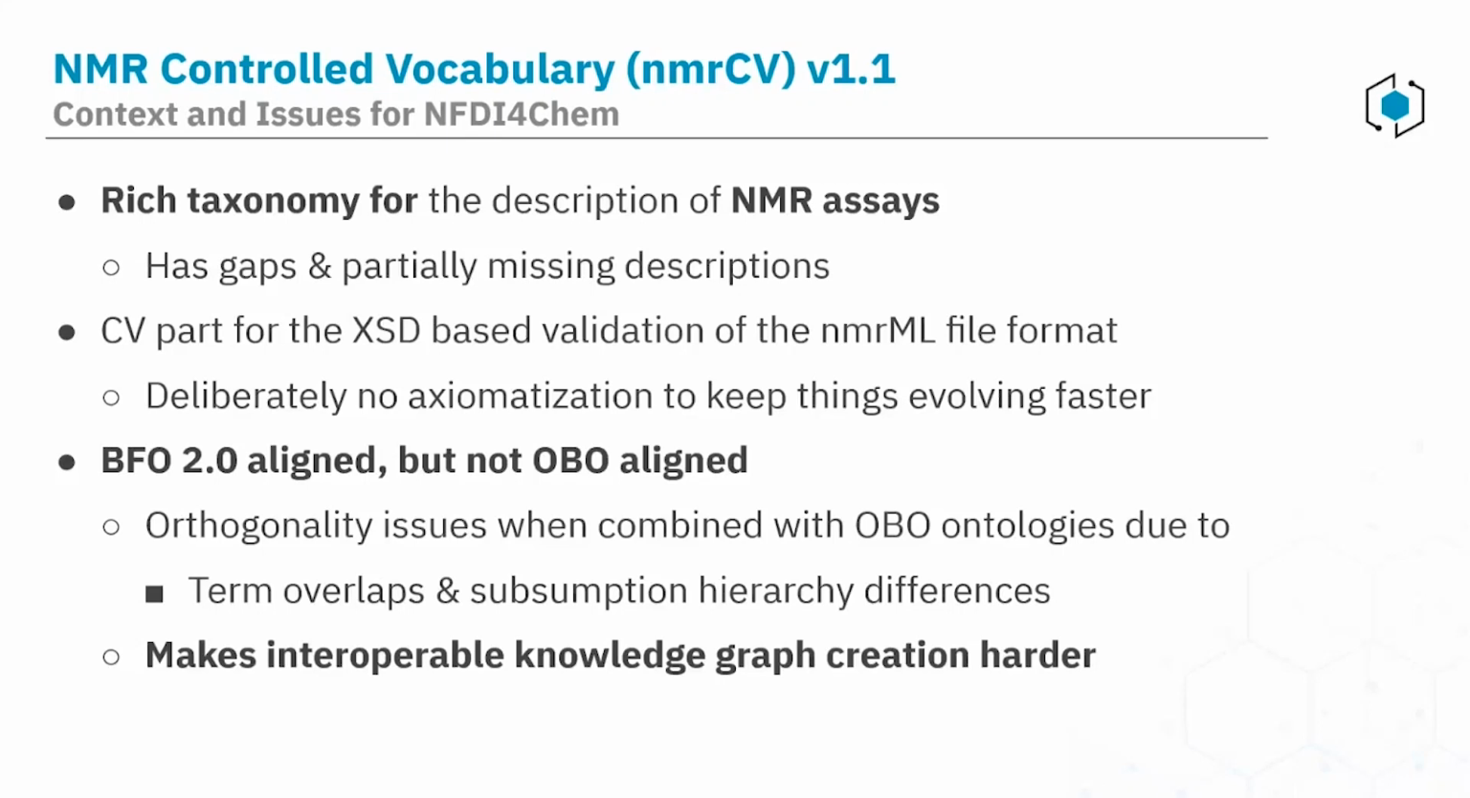Another thing we need to note about this CV is that although it is BFO 2.0 aligned, with some little errors, it is not aligned with the other OBO ontologies, which means there are some orthogonality issues because there are term overlaps with IAO, OBI and such, and also some subsumption hierarchy differences. So if one were to use nmrCV along with OBO ontologies, for instance, to create knowledge graphs, which we would love to do in the end, this would make things a little bit harder.